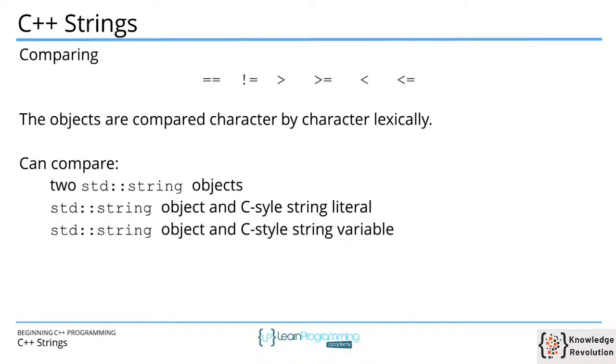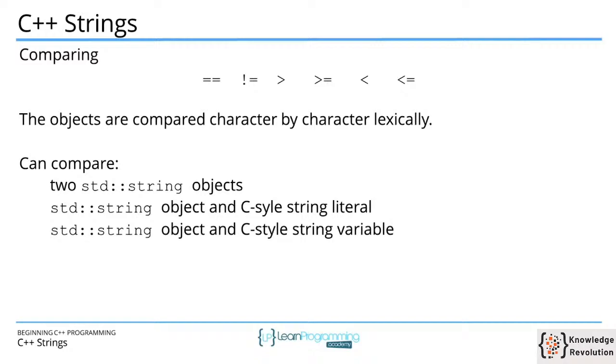Comparing C++ strings couldn't be any easier or more intuitive. We use the same equality and relational operators that we've been using all along. We're comparing two string objects, so they'll be compared character by character, and their character values will be compared lexically. So a capital A is less than a capital Z, and a capital A is less than a lowercase a. That's because the capital letters come before the lowercase letters in the ASCII table.